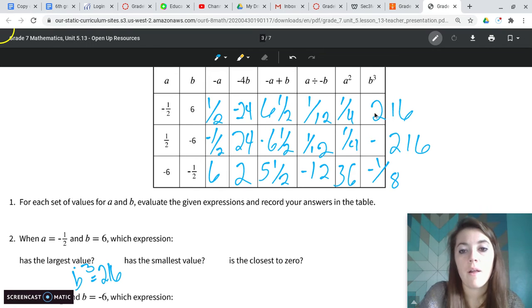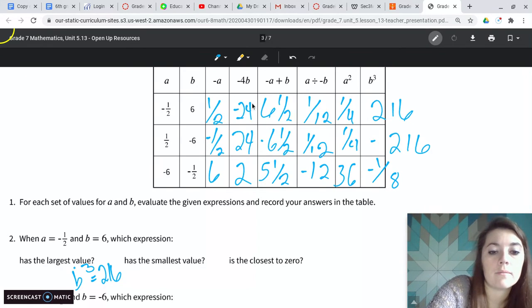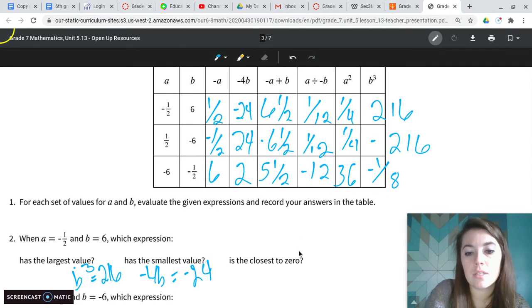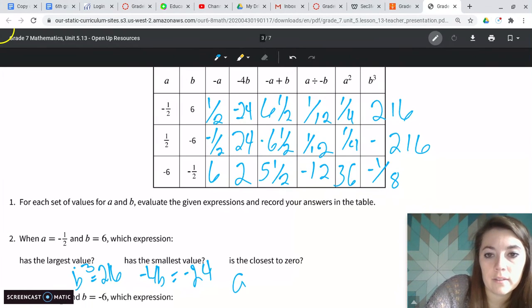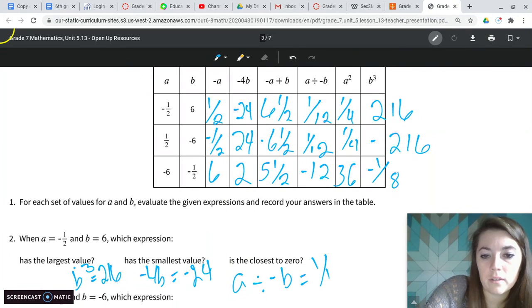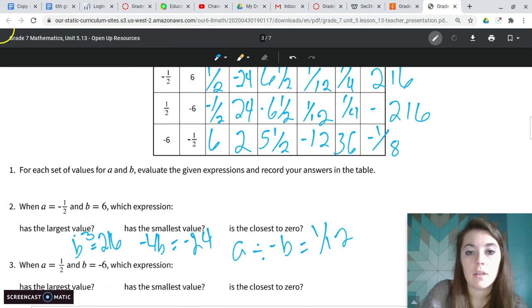That's the largest. Now, what about the smallest value? So negatives are smaller than positives, whether they're a fraction or not. Keep that in mind. That'd be our negative 4b, which was negative 24. And which is the closest to 0? Well, that would be our a divided by negative b equals 1/12. That fraction is the closest.